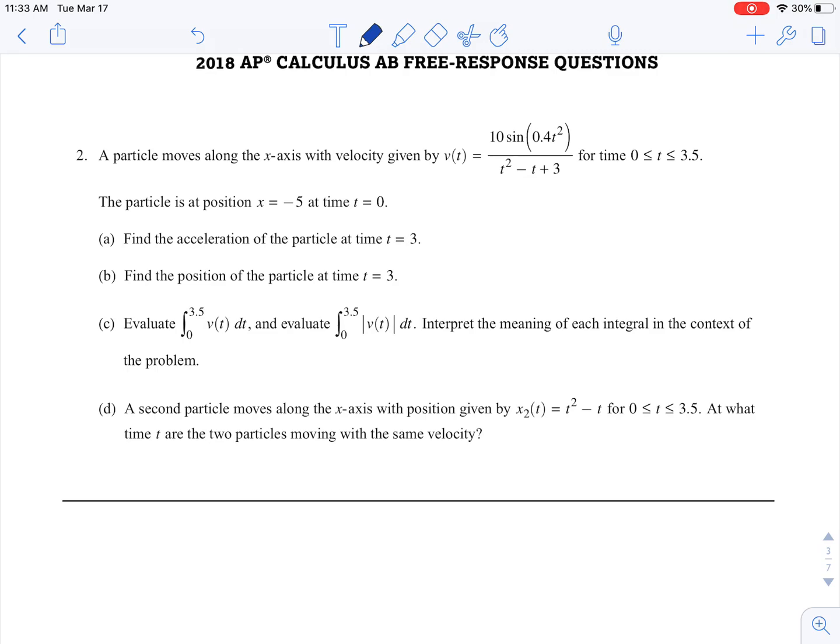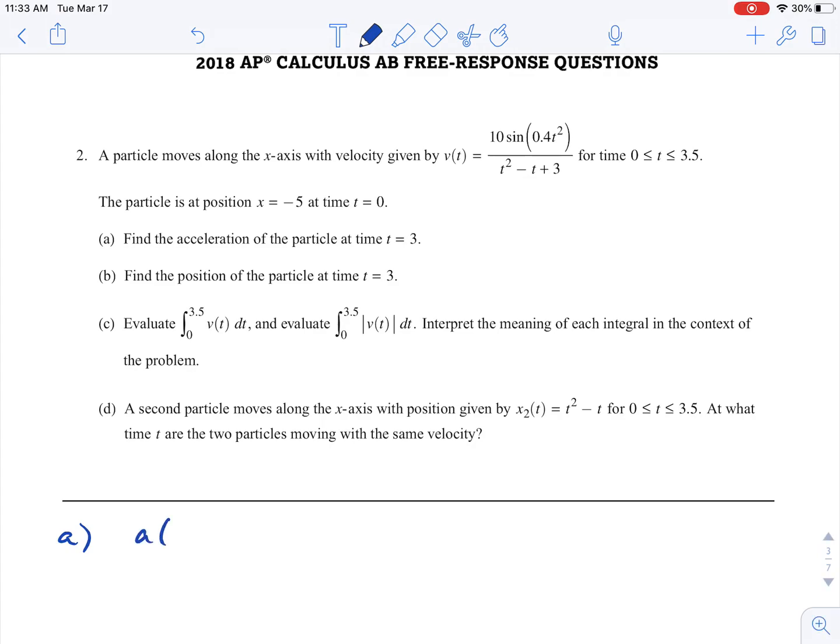We have a position of x at -5 at time 0. Find the acceleration of the particle at time 3. All right, well, acceleration is the derivative of velocity. And this is just a Math 8 problem. You don't have to work hard. You're not using the quotient and chain rules to take the derivative of this thing. If you are, you're working way too hard.